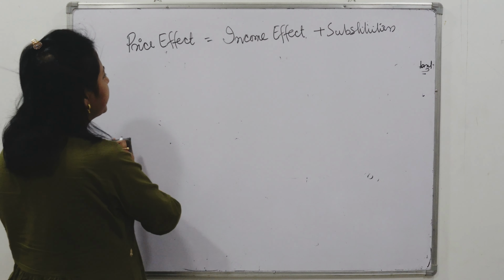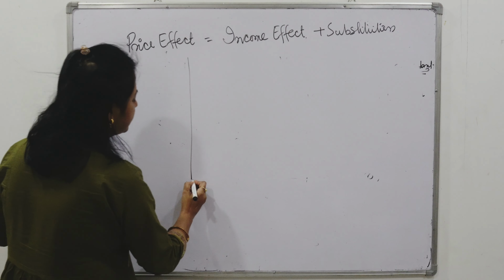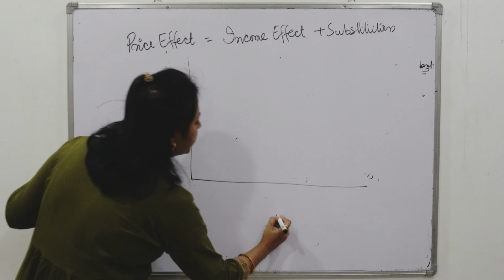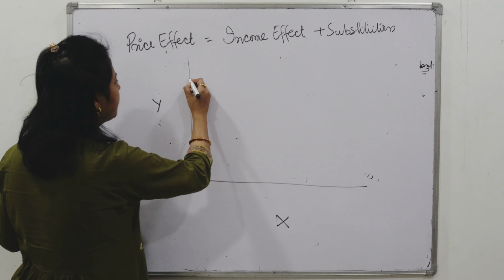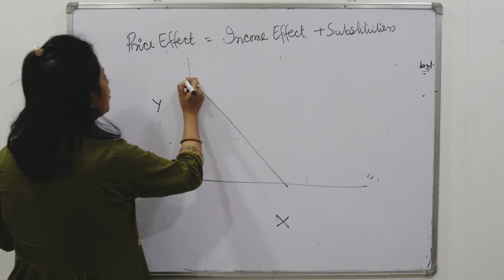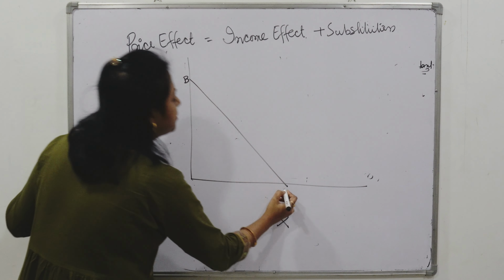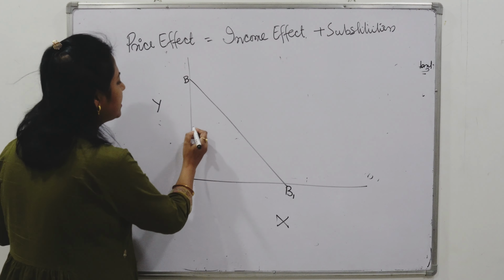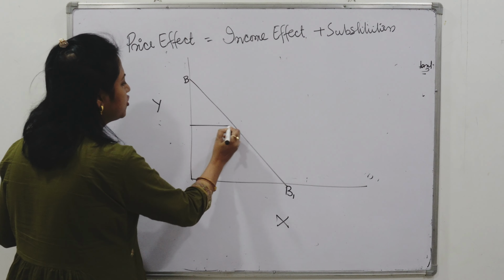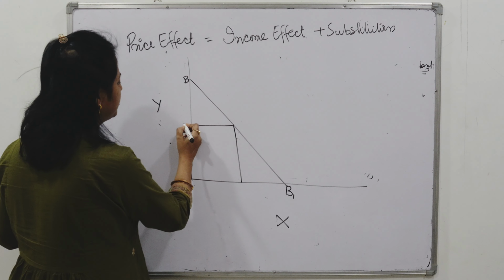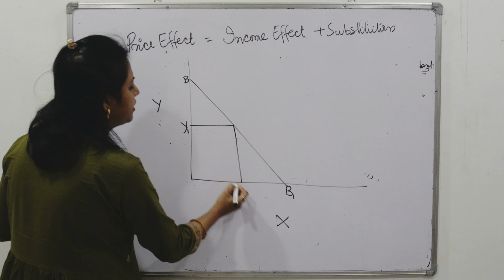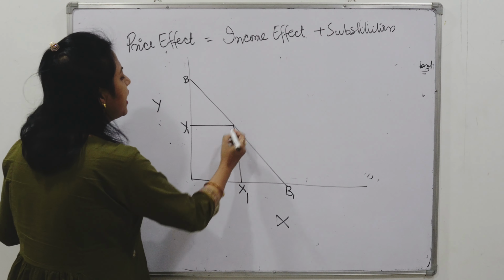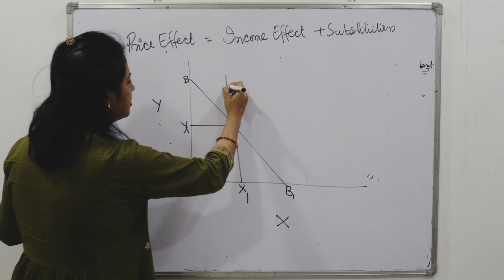So let's begin again. I'll draw it clearly this time. We have Y here, we have X here, and suppose we have a budget line like this. I call it budget line B, B1. Suppose that I buy this much quantity of Y and this much quantity of X. This is Y1 and this is suppose X1. And this is my indifference curve.